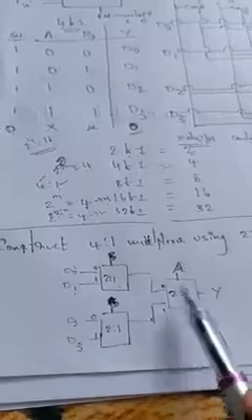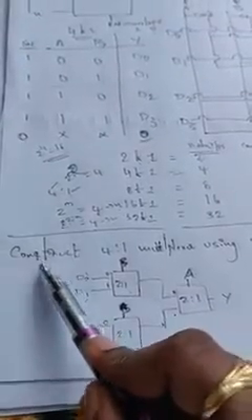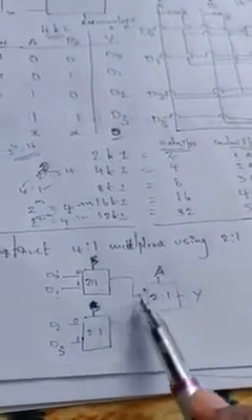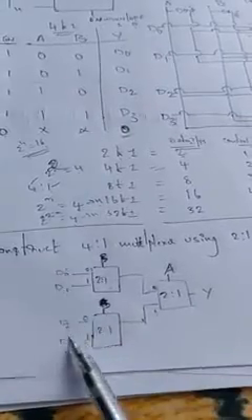So look at this circuit. I have used only 2:1 multiplexers. Look at the question: construct 4:1 multiplexer using 2:1. I have constructed a 4:1 multiplexer, 4 data inputs, 1 output. This is a 4:1 multiplexer by using 2:1 multiplexers.